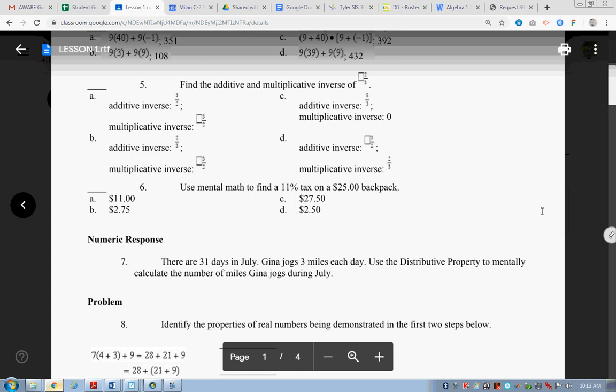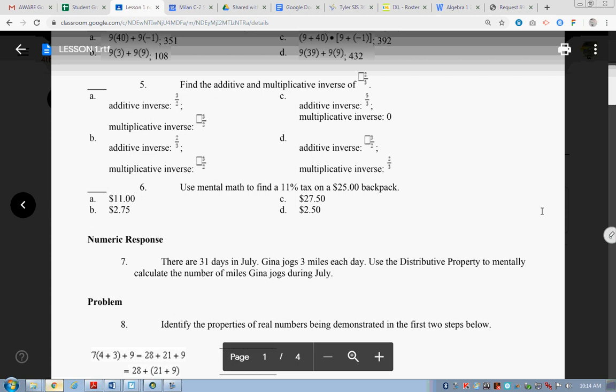And what is the multiplicative inverse? What am I trying to multiply it by? What do I want it to equal? 1. Okay, I want it to equal 1. So what do you say? 3/2. Yeah, it should be.